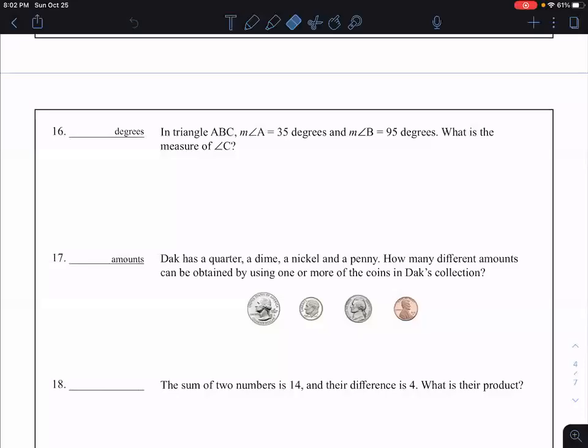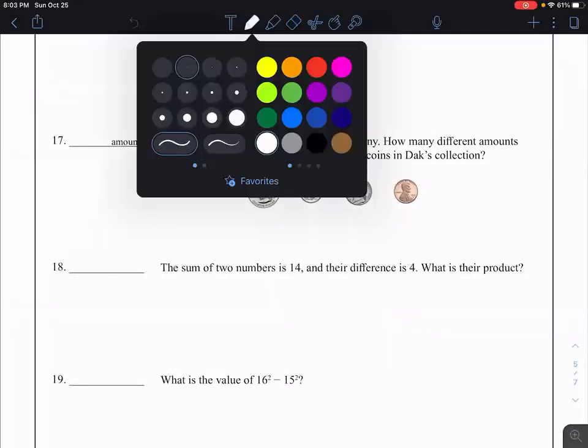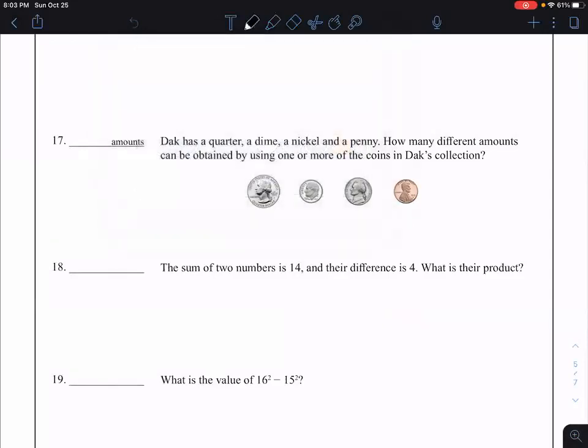We're going to start out with question 17. I forgot to mark all of these, so. Okay, question 17. Dak has a quarter, a dime, a nickel, and a penny. How many different amounts can be obtained using one or more of the coins?